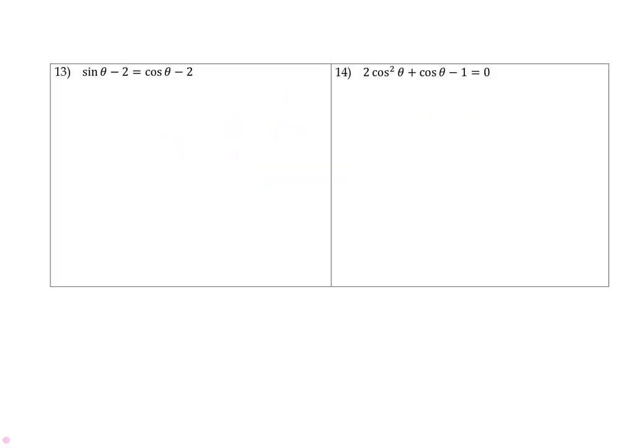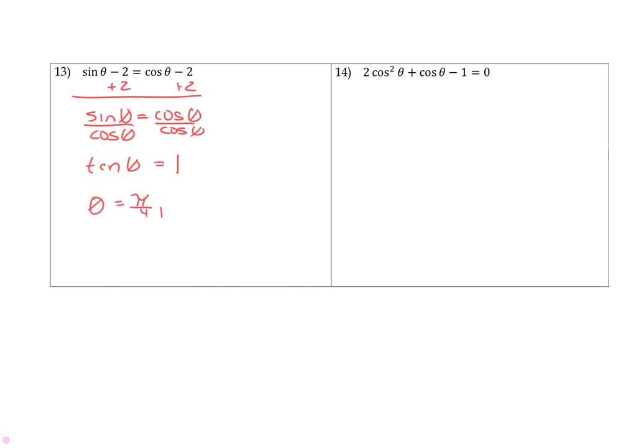Okay, this one has sine and cosine on opposite sides. So I'm going to first combine my numbers, and I get sine theta equals cosine theta. I'm going to divide both sides by cosine theta. So cosine divided by cosine is 1. Sine divided by cosine is tangent. And when is tan 1? Tan is 1 at pi over 4, which is in quadrant 1, and at 5 pi over 4, which is in quadrant 3.